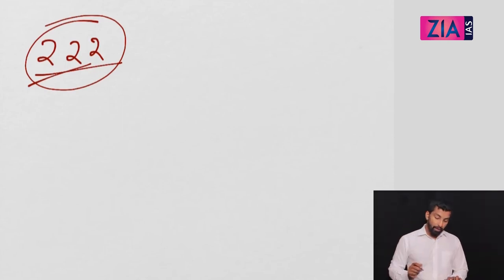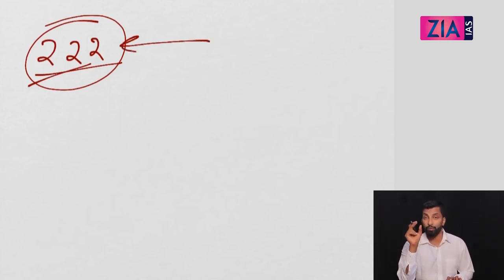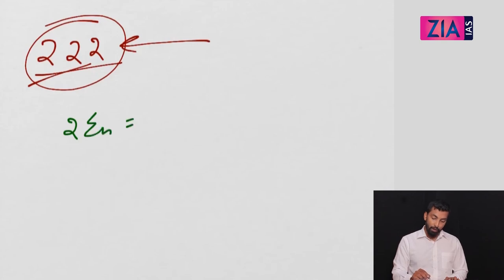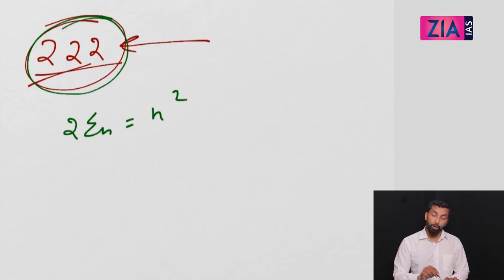So 222 is what? You are trying to find sigma n, but mistakenly you got 222 by adding one page. This is actually a number which is close to a sigma n number. So we need to find the nearest sigma n number and take the difference. We know 2 times sigma n is equal to n square. For the time being, assume that this is the sigma n number, because he is trying to find sigma n.